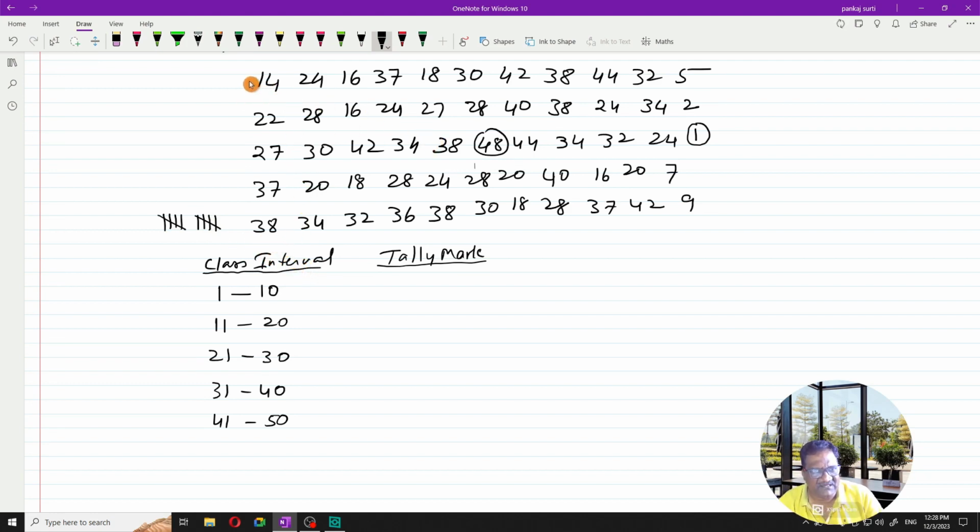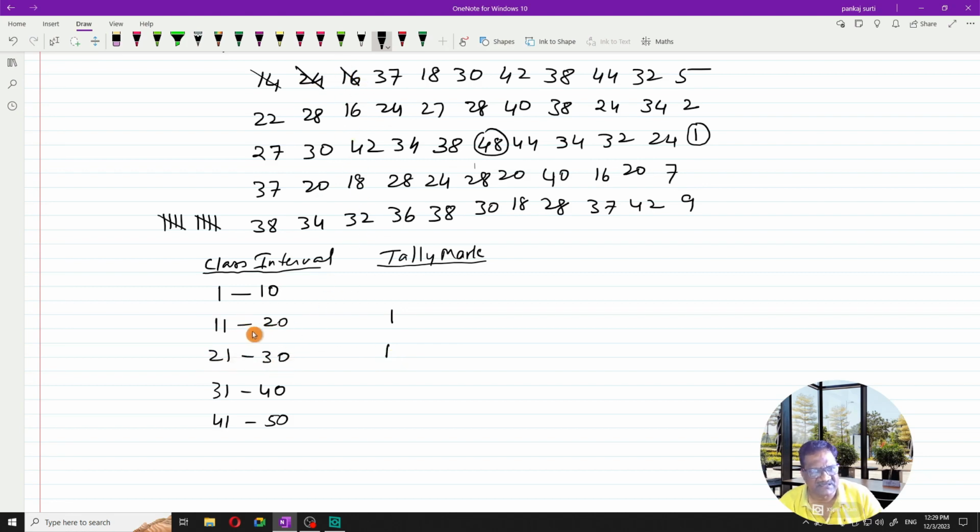First I will cut the observation from here and put the tally mark corresponding to that. So the first observation is 14, right? 14 I will cut, and I will put that tally mark over here because 14 should come in this group, 11 to 20. So this is that tally mark. 24 I am cutting and putting it in this, because 24 will come in this group, 21 to 30.